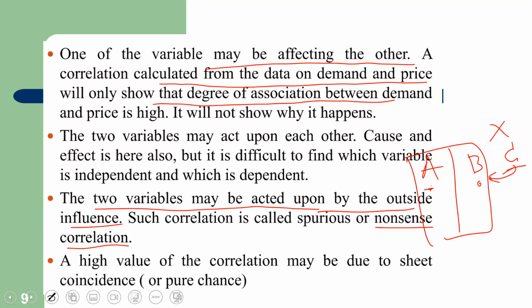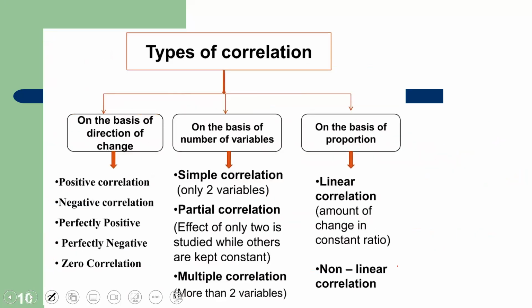Then the high value of the correlation may be due to sheer coincidence. So maybe it happens sometimes that there will be a pure coincidence. Okay. So you also need to analyze properly whether you need to consider such variables or not, which are very highly correlated just by chance.